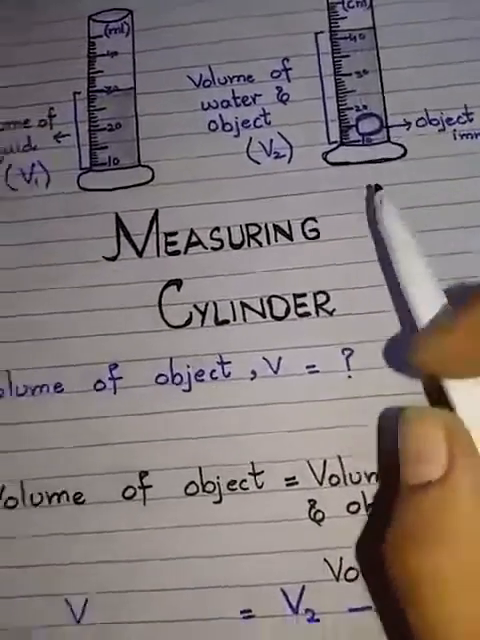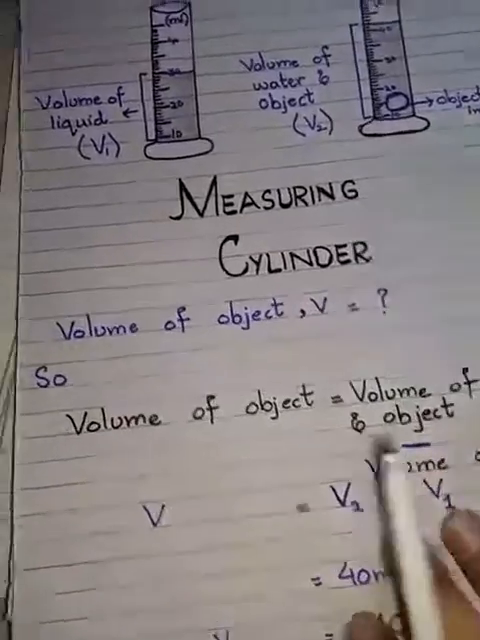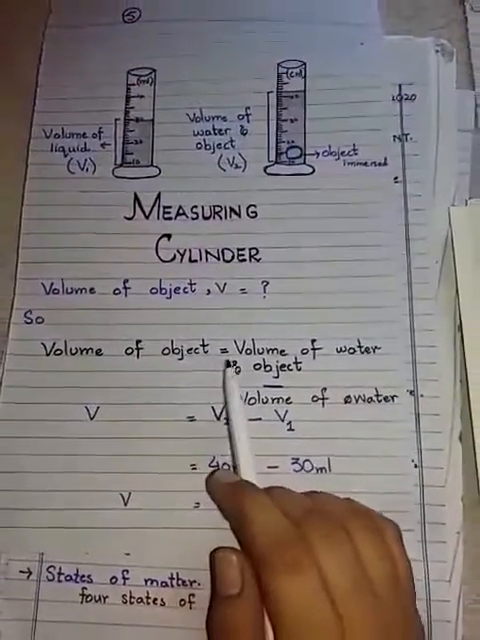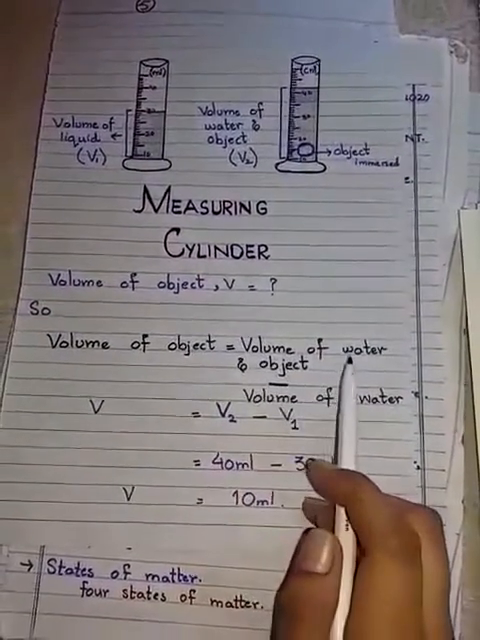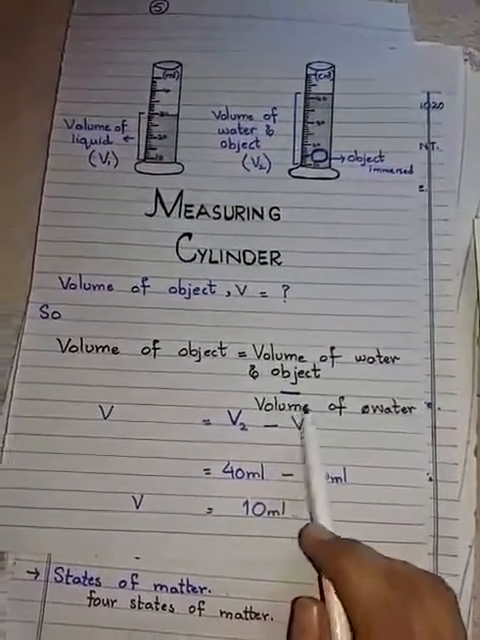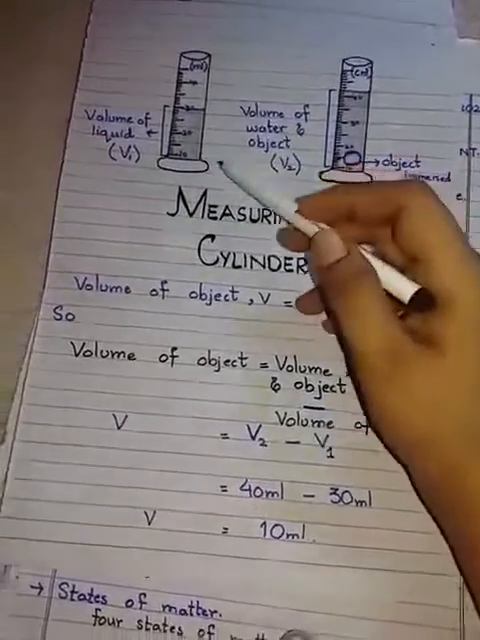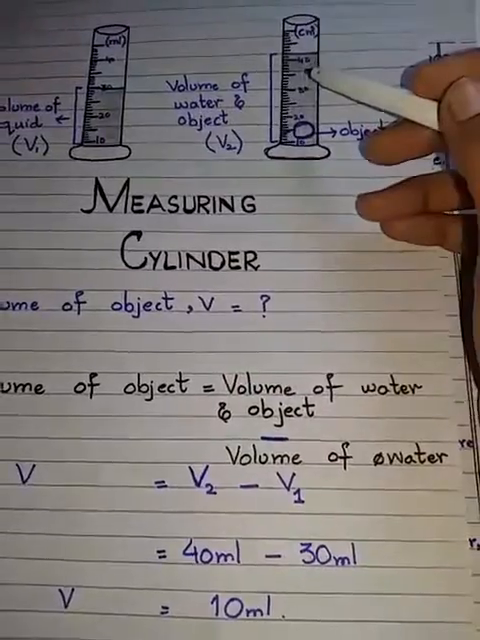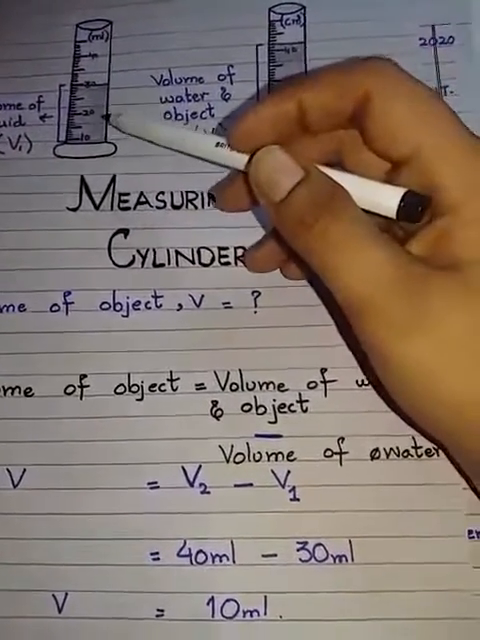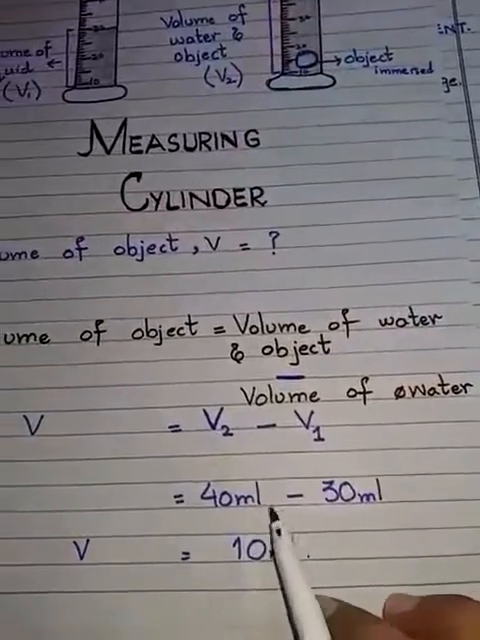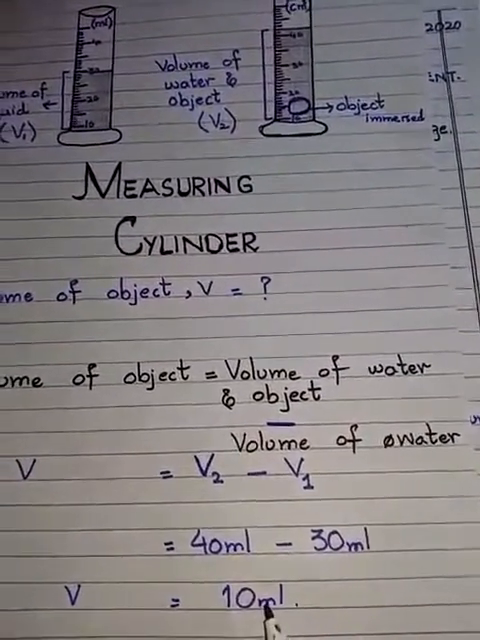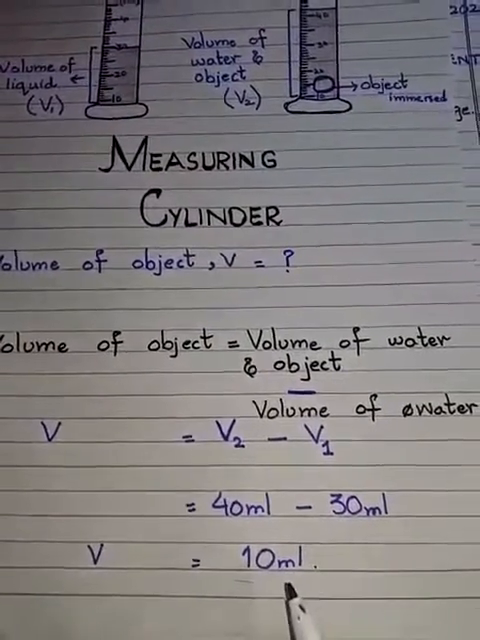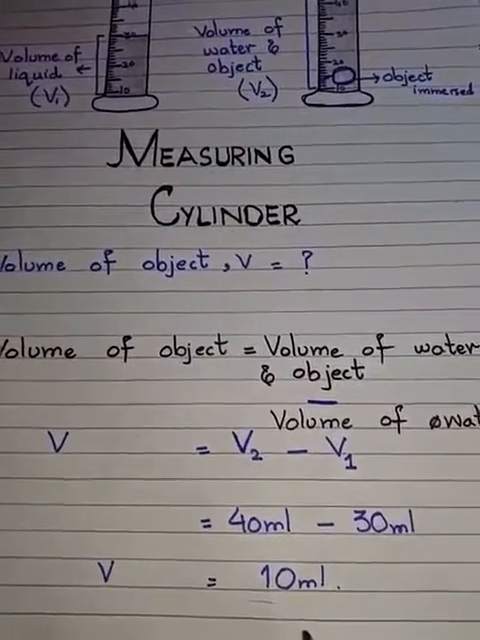Suppose we want to measure the volume of the object, which is unknown. We use the formula: volume of object is equal to the combined volume of water and object minus the volume of water, v2 minus v1. Suppose v2 is equal to 40 centimeter cubic or 40 milliliter, and the volume of only water is 30 milliliter. So 40 ml minus 30 ml is equal to 10 ml. This indicates the volume of the irregular shape object which is immersed in water.